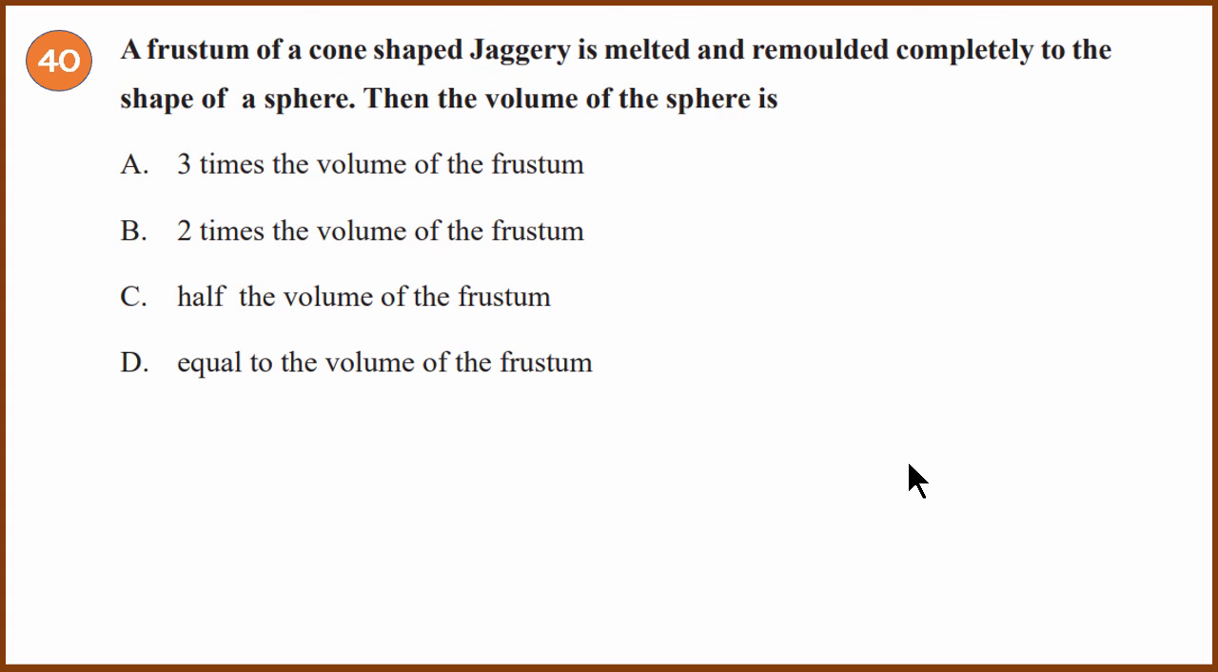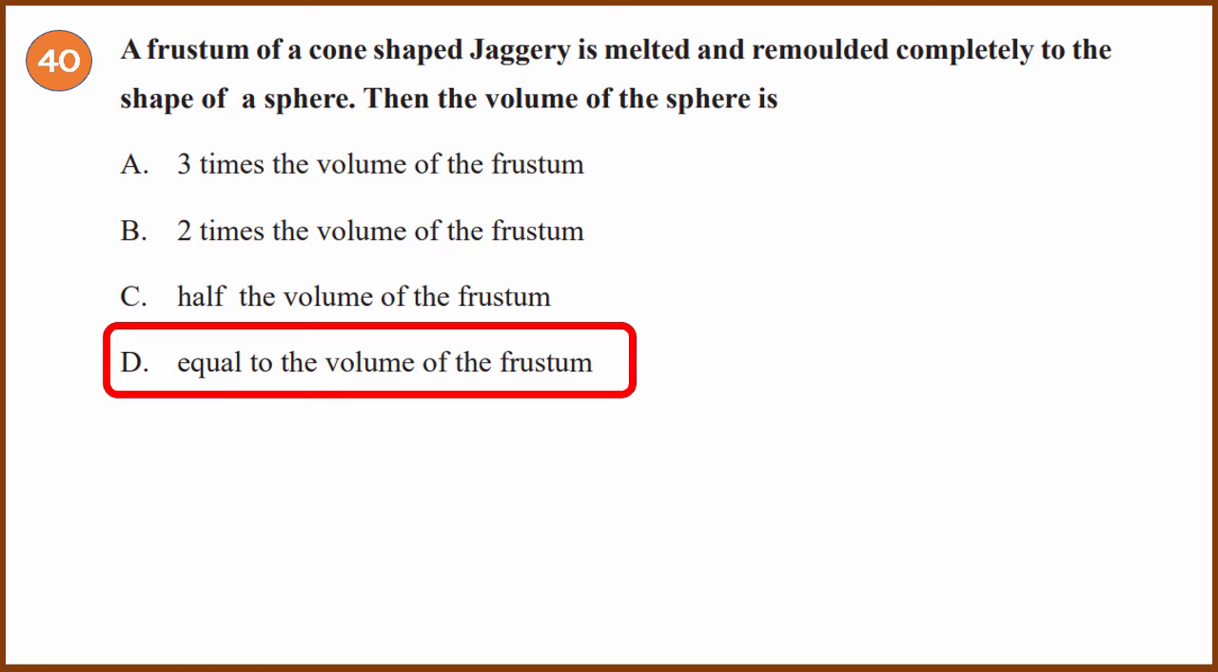Final question. A frustum of a cone-shaped jaggery is melted and remolded completely to the shape of a sphere, then the volume of the sphere. If you take a solid and melt it and make it into something else, the volume does not change. Hence the correct answer is D. If you melt a solid and make it into another form, the volume doesn't change. Therefore the volume of the sphere is the same as the volume of the frustum.